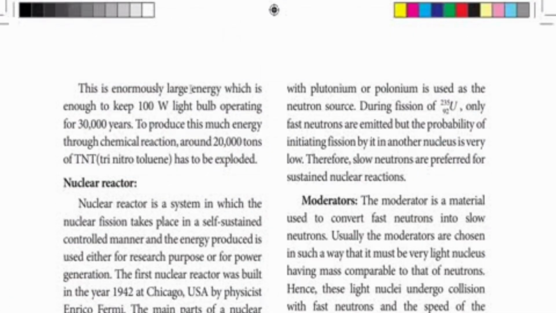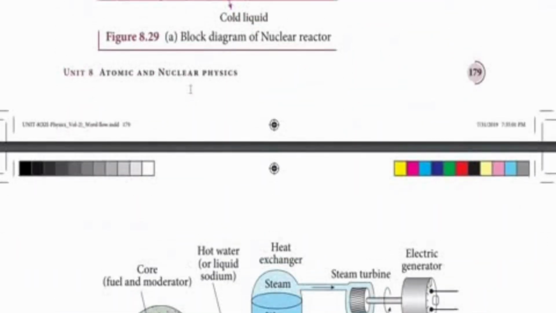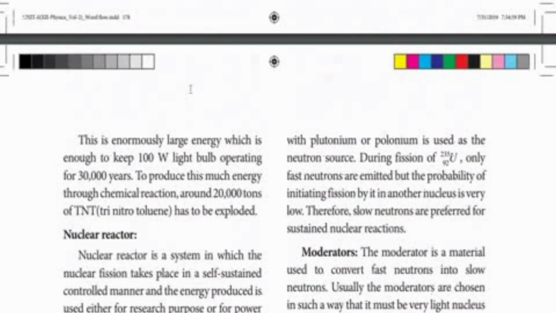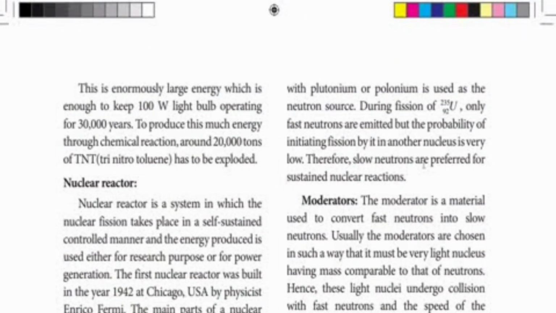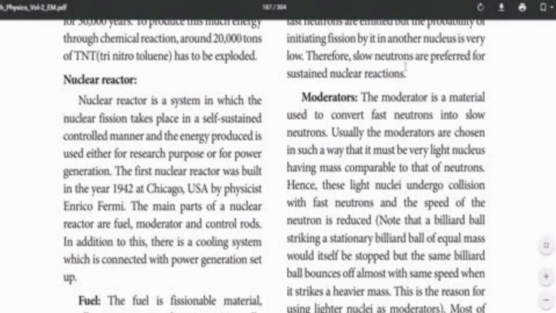Using that we can produce the fuel for the nuclear reactor. In the reactor, plutonium or beryllium is also used as a neutron source, because we need neutrons to conduct the nuclear chain reaction. So plutonium or beryllium is used to produce the neutron source, and using that we can conduct the chain reaction.